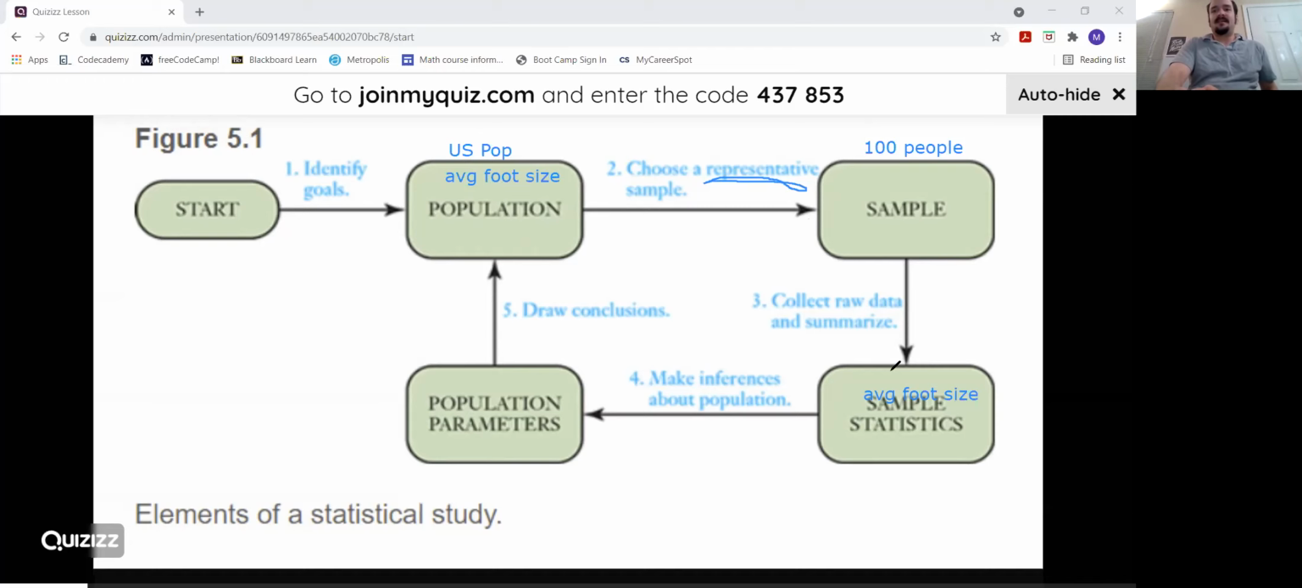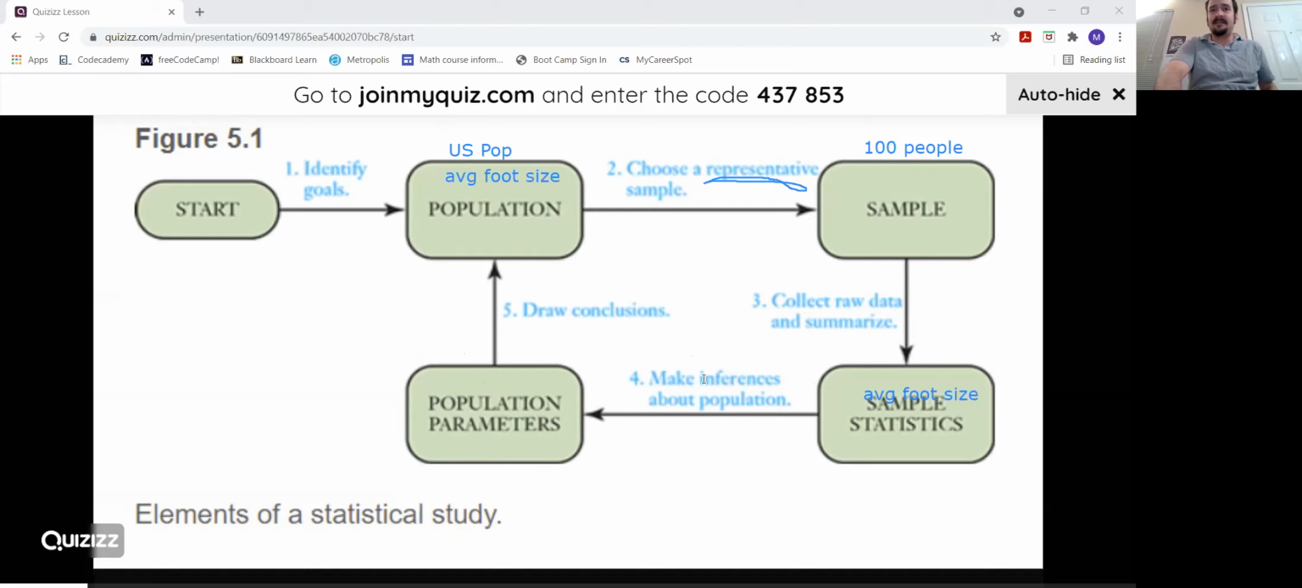We're going to collect raw data. So this is where you go and measure their feet. We're going to make inferences about the population. So we're going to say something about how these 100 feet are going to be like these 327 million, I think is how many people are in the US. So we're going to make some sort of inference about the 327 million. This is where we're making inferences.